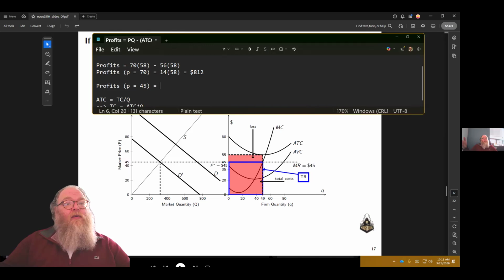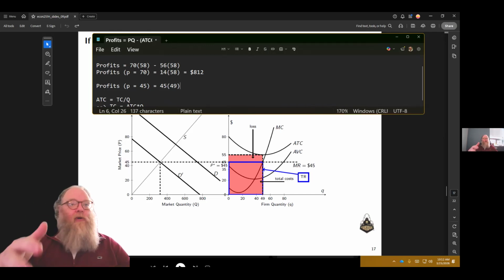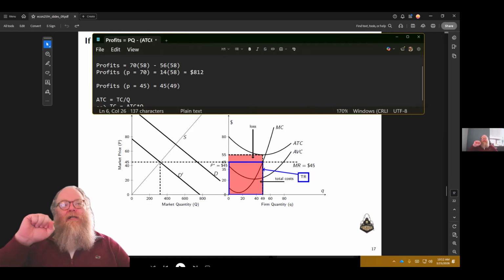Well, as we said, we know the firm is only going to produce 49 units at this now new lower market price of 45. And so total revenue, which again is just P times Q, is going to be, in this particular scenario, the $45 new market price times the 49 unit profit maximizing decision for the firm. So at a market price of $45, Todd's Terrific Tracksuits is only going to produce 49 units of the product.